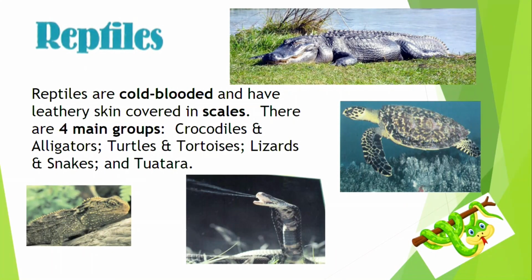Reptiles. They're cold-blooded and have leathery skin covered in scales. There are 4 main groups: crocodiles and alligators, turtles and tortoises, lizards and snakes, and the tuatara. Now, here's a fun fact. The tuatara looks like a lizard, but it's not. It's in a class all of its own, and it's the oldest living type of reptile alive. But they live on small islands around New Zealand, so you probably will not run into one around here.